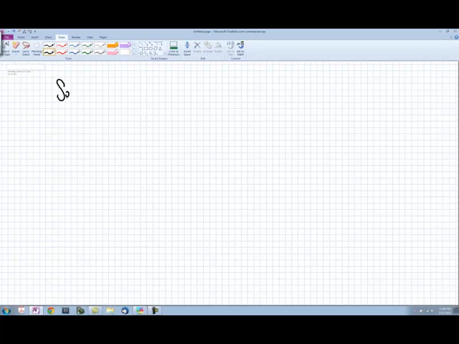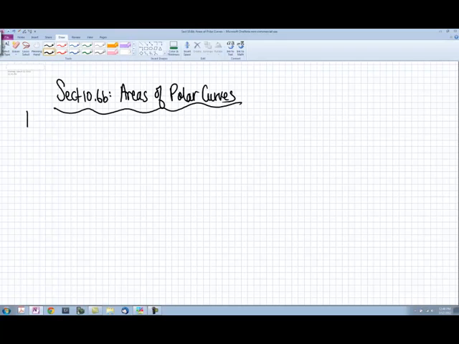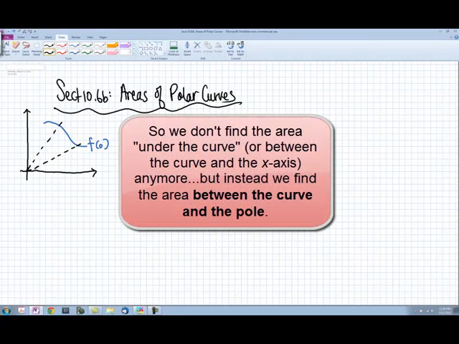All right, we're going to work on section 10.6b, areas of polar curves. So we're going to start off by looking at our xy axis, which could also be called our polar axis. Theta equals pi over 2 for the y-axis. But let's say we have some curve. We're going to call this f of theta. Now I want to find the area between the curve and the pole.